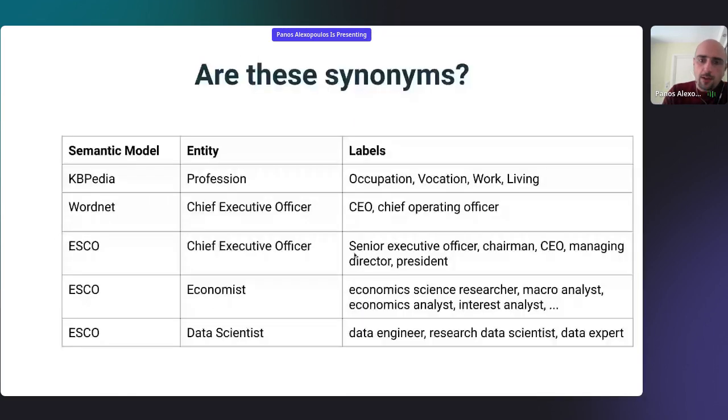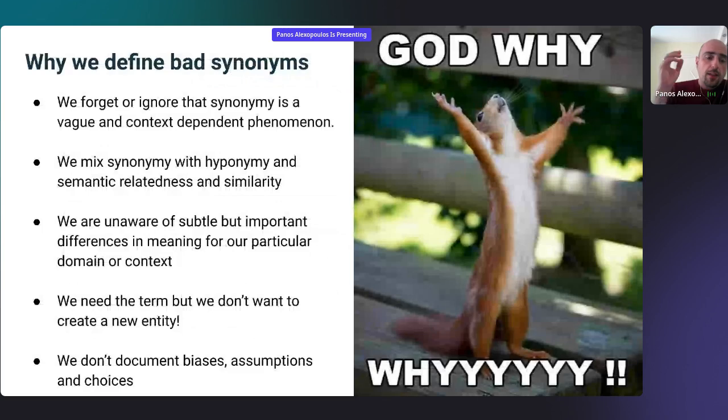Why do we have these wrong synonyms, even though we know what labels are about? There are various reasons. The first reason is that we forget or ignore that synonymy is a vague and context-dependent phenomenon. Some terms can be synonyms to each other in a particular context, but not in others.